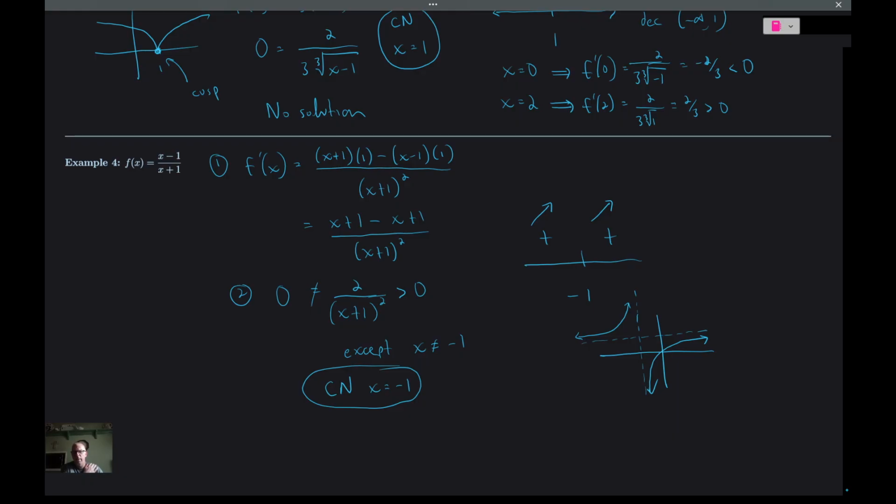But in any case, this first section is about increasing and decreasing. Step 1, take the derivative. Step 2, set it equal to 0. Step 3, test your intervals. If the derivative is positive, increasing; negative, decreasing. And so those are the main things you need to remember.